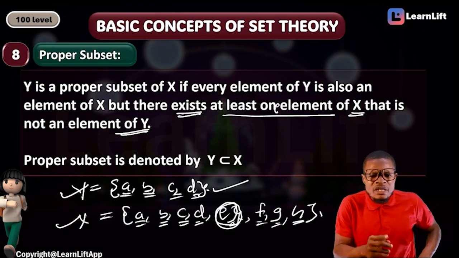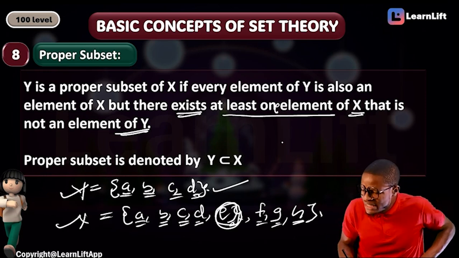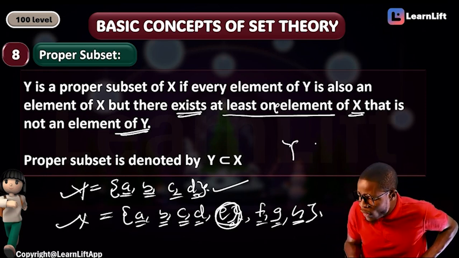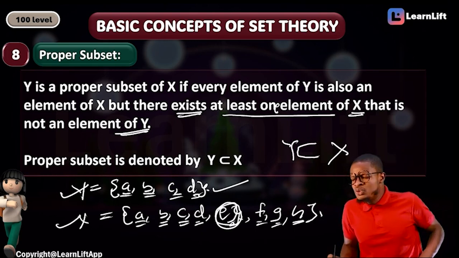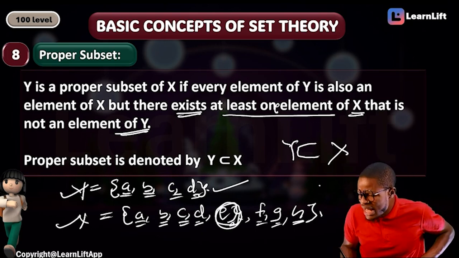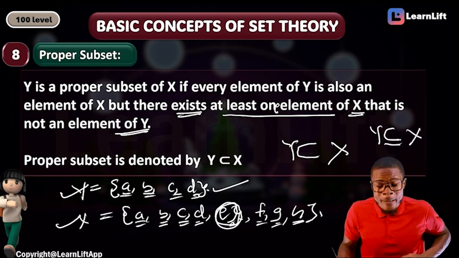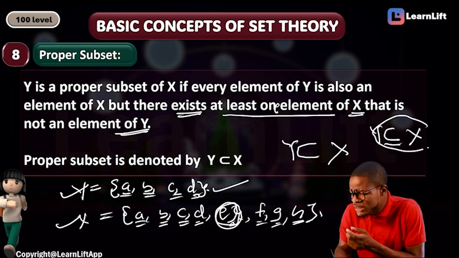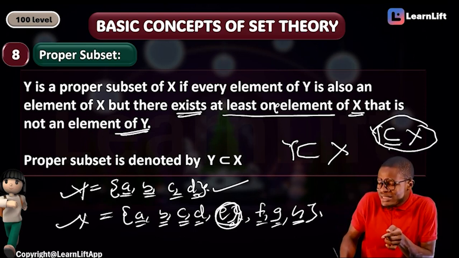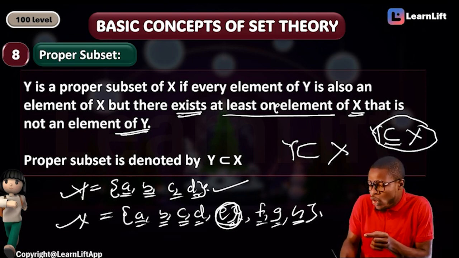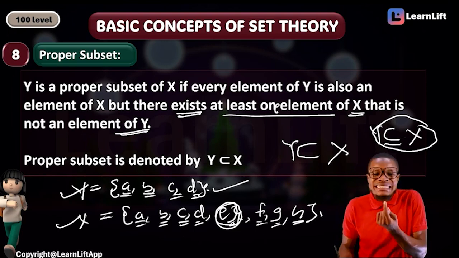Enjoy. Now, take note of this. The proper subset is denoted: Y is a proper subset of X. Now, let me explain something to you. You can't say Y is a proper subset of X and then write it with the symbol that allows equality. This is wrong. Because what this means is that Y is a subset of X, but Y can also be equal to X. No, there exists at least one element of X that is not in Y.